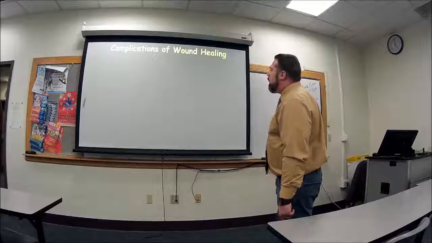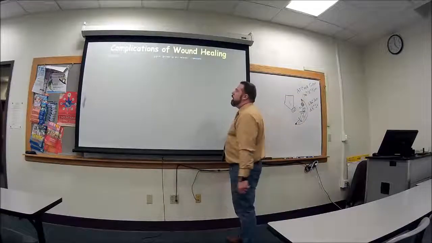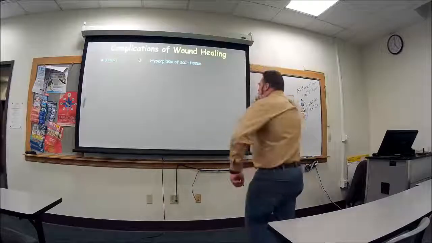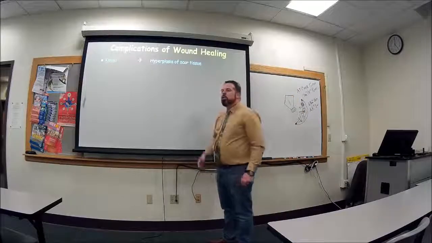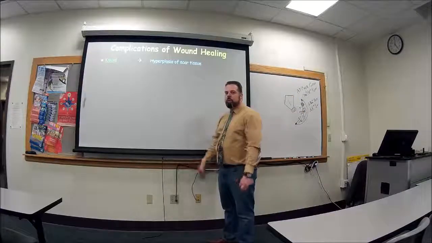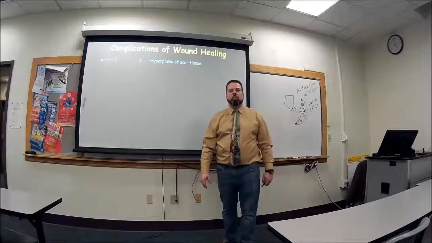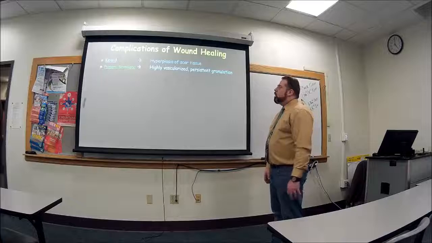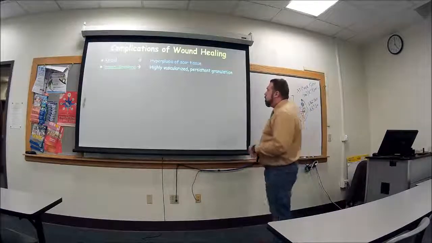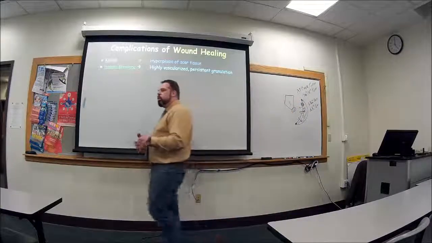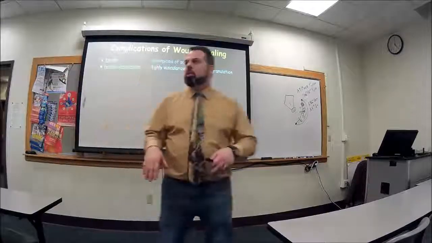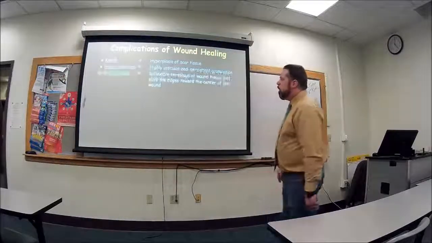Okay? And lastly, I want to do is complications of wound healing. These you should know, hint, hint, right? Keloid is hyperplasia of scar tissue. It's an overproduction of scar tissue. I'll show you a picture of what that looks like. Okay? Pyogenic granuloma is highly vascularized or persistent granulation. That granulation should go away. It should be covered by new epithelial tissue. Okay, so that's what happens with that.